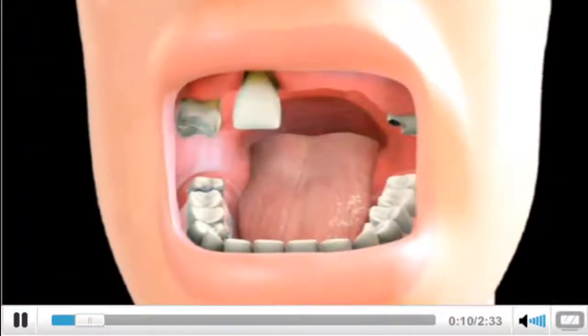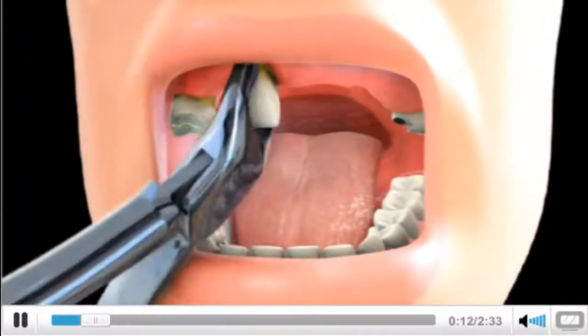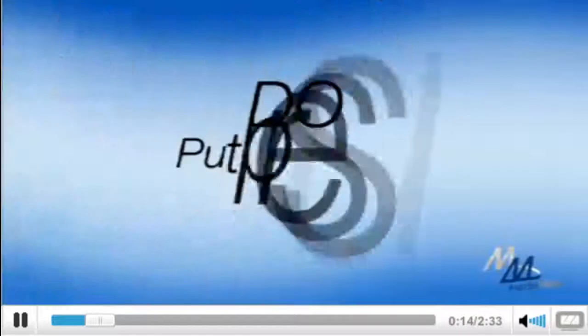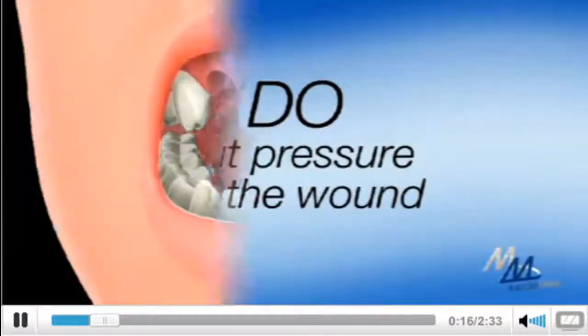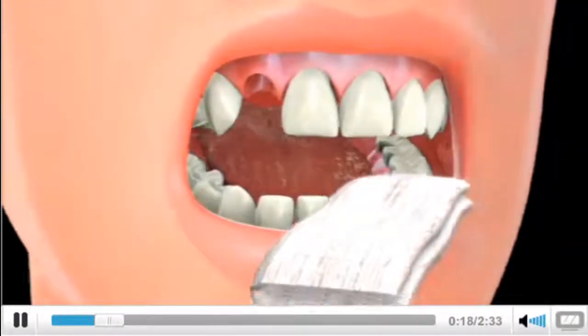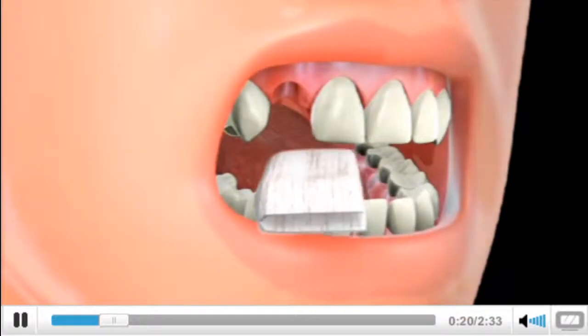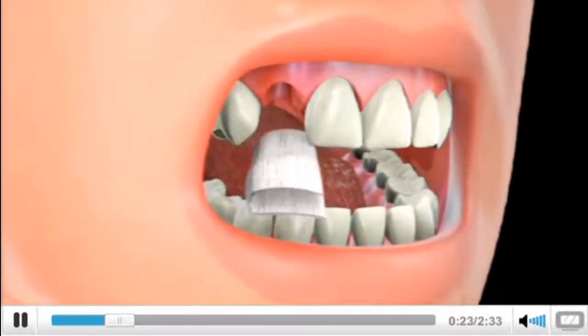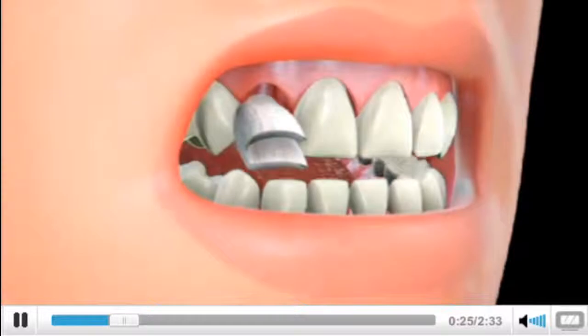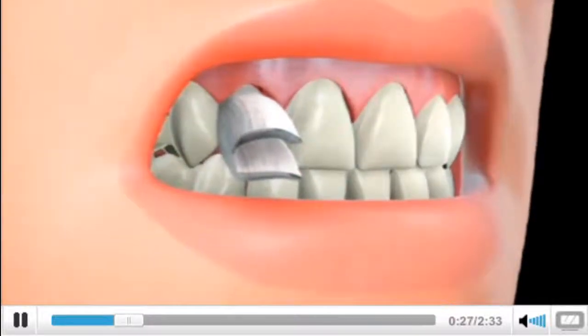Now that the extraction is completed, here are some pieces of advice to help you with the healing process. Do put pressure on the wound. First, to control any bleeding, put constant pressure on the wound by biting on the gauze. Also change the gauze every few minutes for about a couple of hours. A cold compress or ice packs can also help this process.